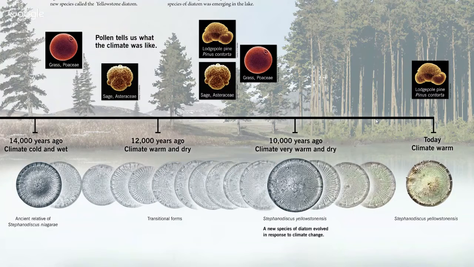And we can actually look and study these fossils, and we can see every single transition that occurred. So this transition that we're looking at here is from a species called Niagarae, evolving into the Yellowstonensis species. And we see this evolution happening step by step in the fossil record. And what happened here, the Niagarae species is very common. It's all across North America, including around Yellowstone.